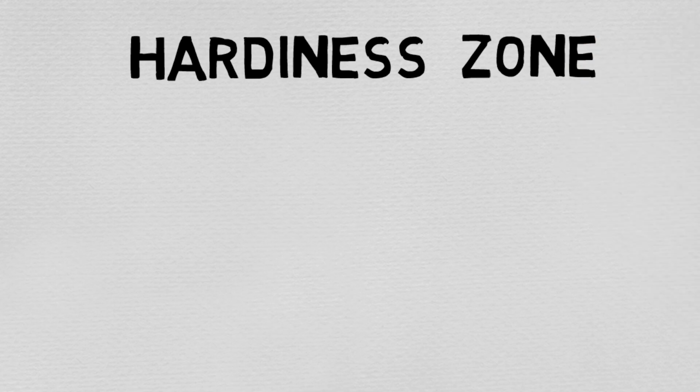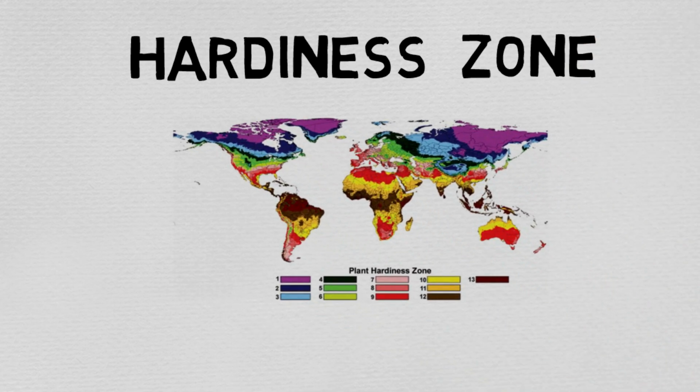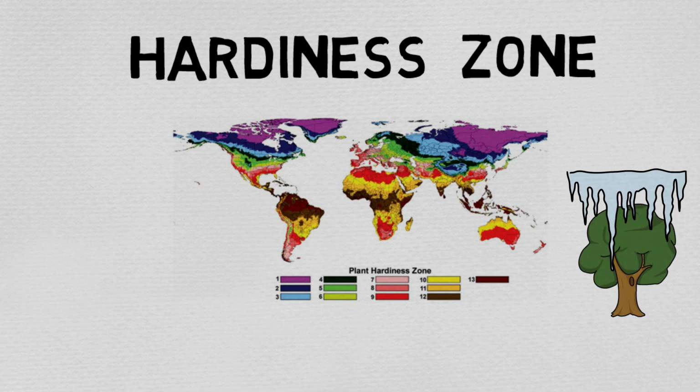Hardiness zone. A hardiness zone is a geographically defined area in which a specific category of plant life is capable of growing, including its ability to withstand the minimum temperatures of the zone.